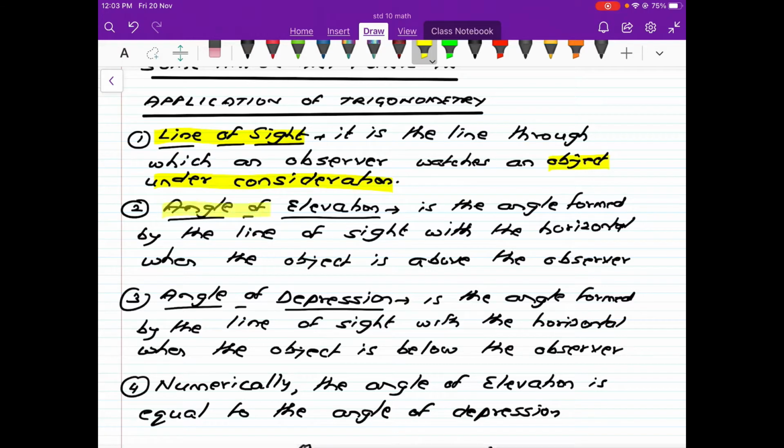Second comes the angle of elevation. Elevation means height. Whenever an observer is below and an object is at a height, he puts up his head and looks at that object. The angle which he makes with the horizontal is called the angle of elevation.